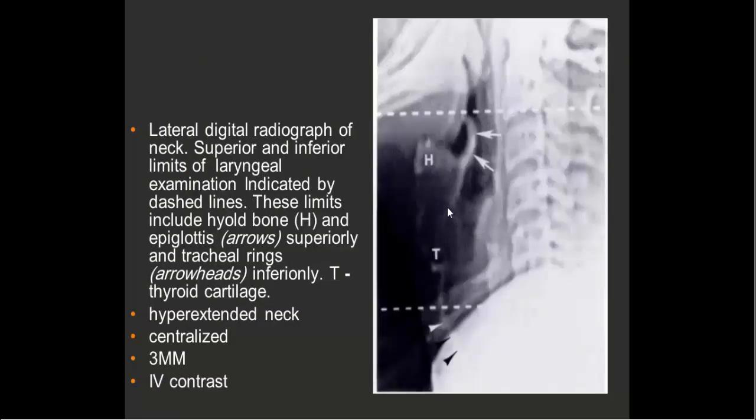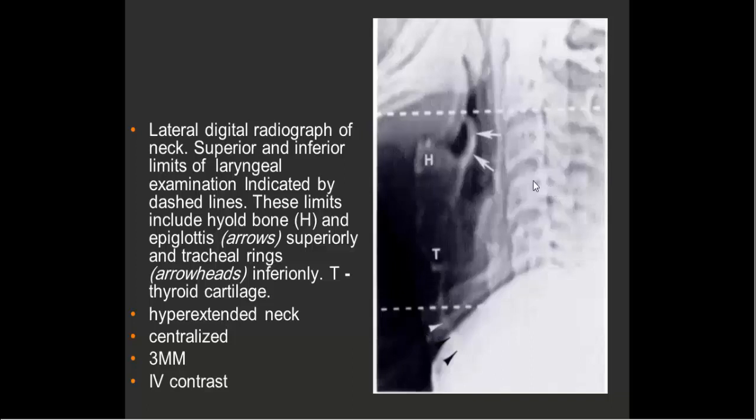Lateral radiograph showing the superior and inferior limits of the larynx, indicated by this line. Limits include the hyoid bone, epiglottis, and tracheal ring. Hyoid bone to tracheal ring, and the thyroid cartilage is also seen. This is the tracheal ring, this is the thyroid cartilage.